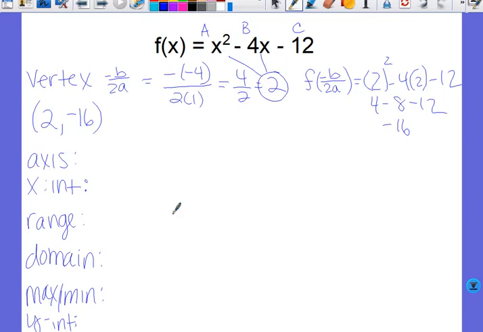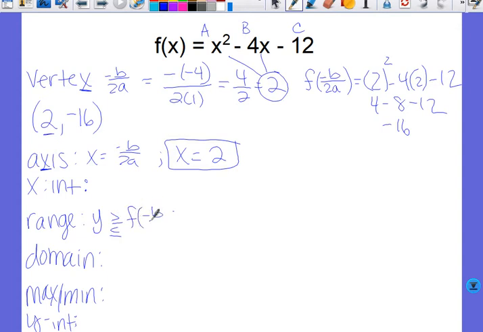All right, so then in order to find the axis, remember it's x equals negative b over 2a, or the x value of the vertex. So x equals 2. Love it. I'm going to skip x-intercept because it takes a little work. But range, remember we said is either one of these two babies of f of negative b over 2a. We did that work already. That's the y value of the vertex, which makes sense because range uses y. So y, and we have negative 16.